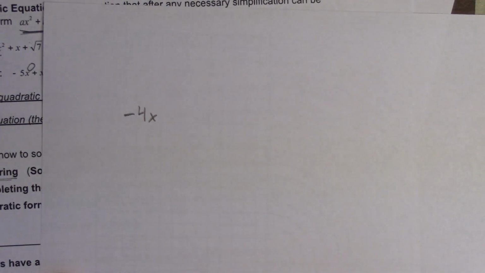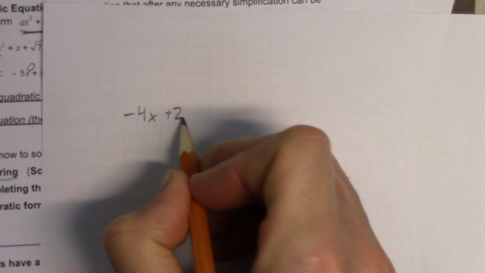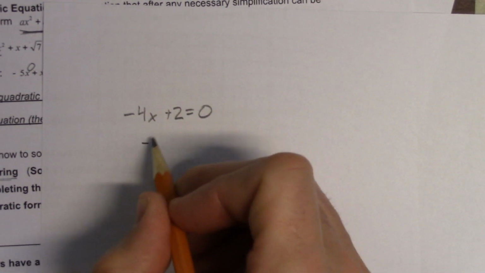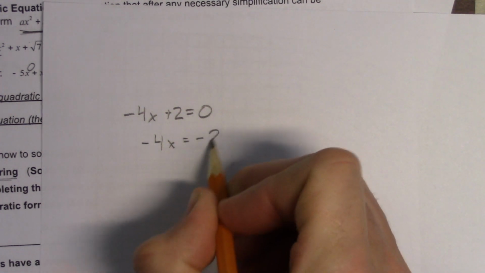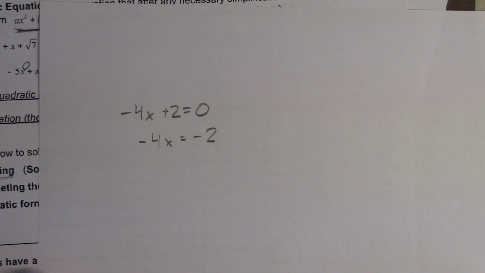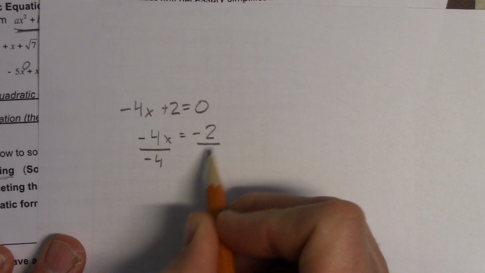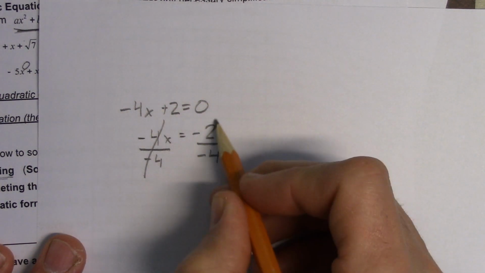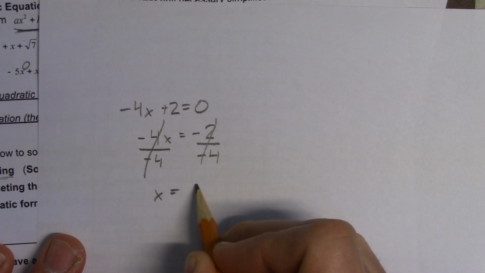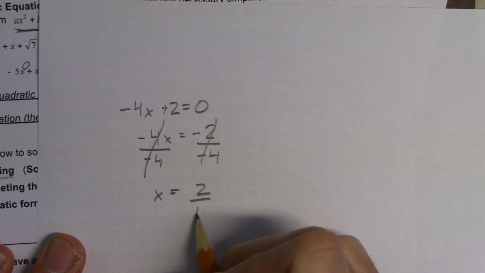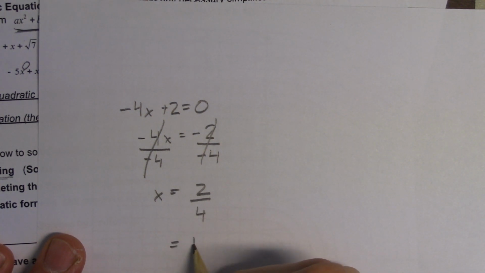Let's do this one again. I'm confusing you guys now because I'm getting a little messy here. Let's do this one more time. Negative 4x plus 2. KG confused me here. Negative 4x equals negative 2. You with me so far, KG? Okay, now divide both sides by negative 4. You get x equals 2 over 4, x equals 1/2.